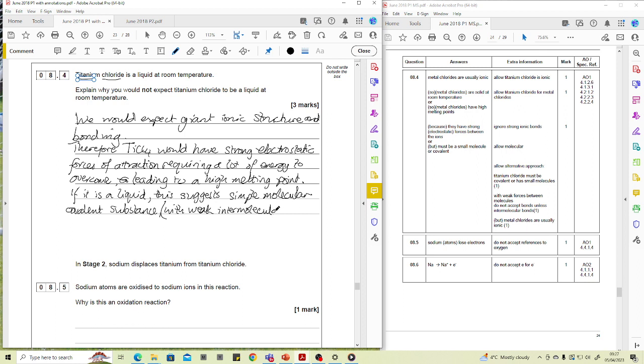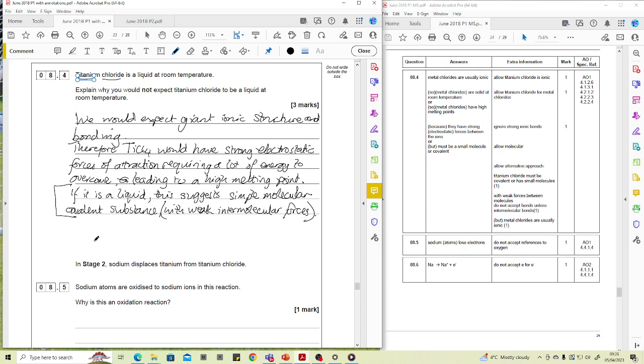I'll just show you the examiner's report. Let's see where I scored the marks first. So metal chlorides are usually ionic. Good. Metals are solid, or they have high melting points. They have strong electrostatic forces between the ions, or it must be a small molecule or covalent. So this was not necessary for me to add, but I think it was a good idea to give both sides of the story, because that's a good exam technique. If then statements are important.